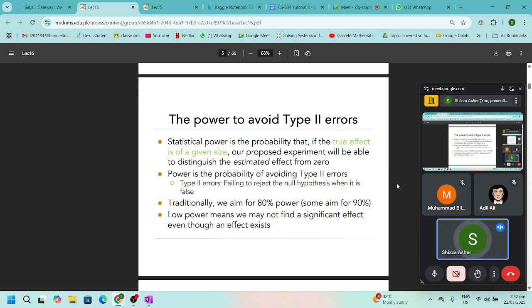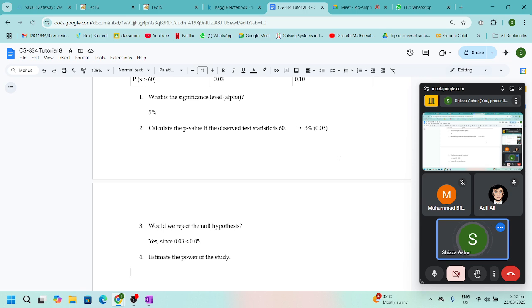Can someone tell me what a type 1 error is and what a type 2 error is first actually? Come on people, this much you should know.